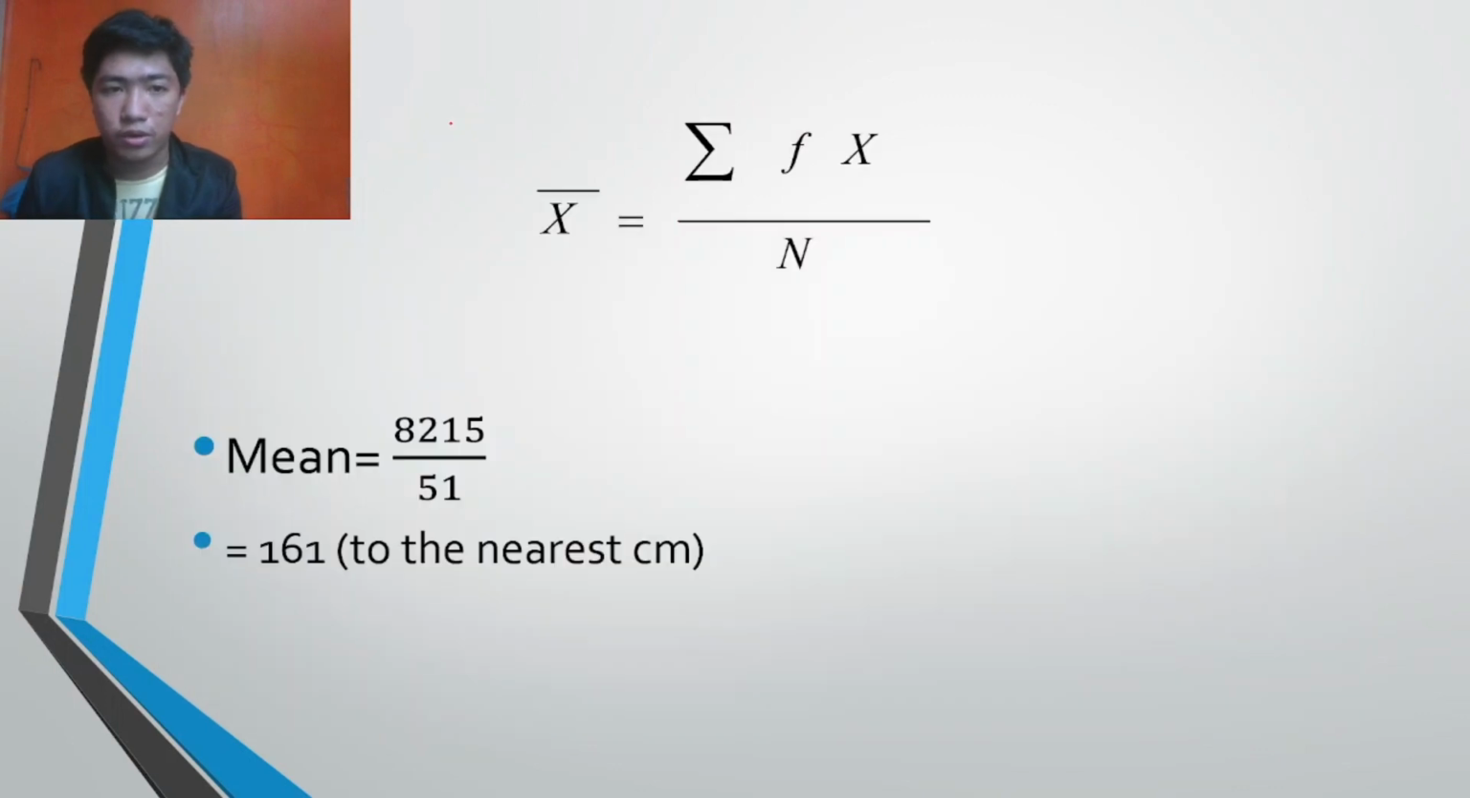Now we have our sum for the frequency and for the fx. So using the formula right here, we just divide both of these values. We plug in the values, and we get 161.6 centimeters. So this is our mean.